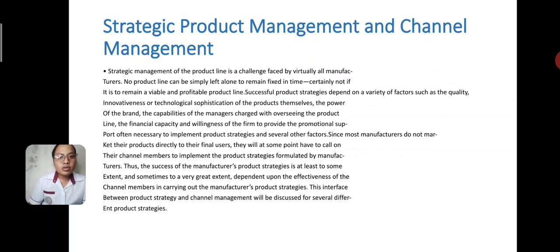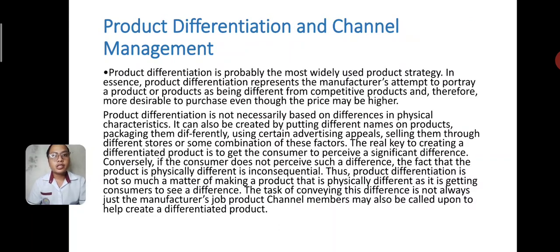Since most manufacturers do not sell their products directly to their final users, they will at some point have to call on their channel members to implement the product strategies formulated by manufacturers. Thus the success of the manufacturer's product strategies, at least to some extent, and sometimes to a very great extent, depends upon the effectiveness of channel members in carrying out those strategies. This interface between product strategy and channel management will be discussed for several different product strategies.